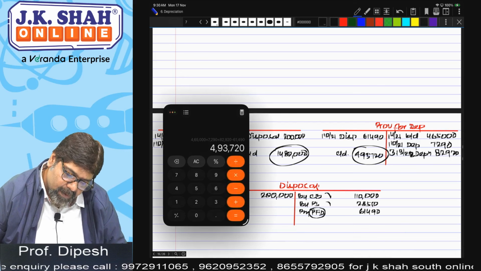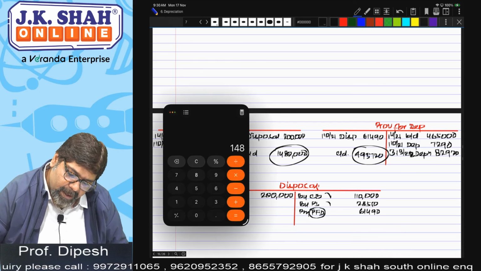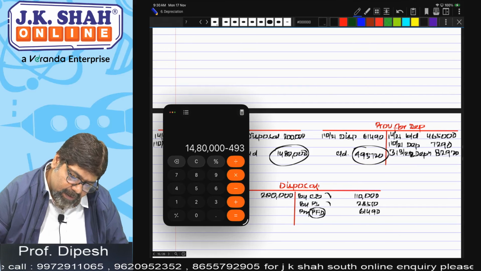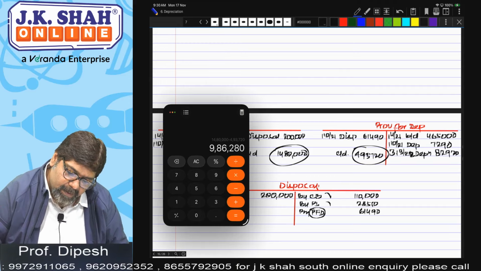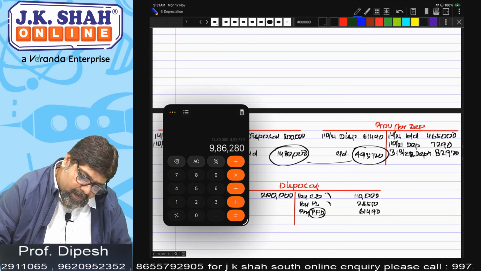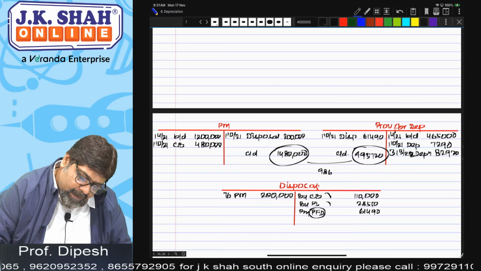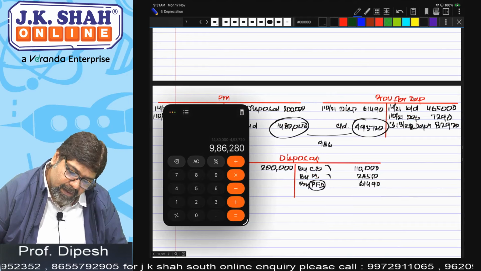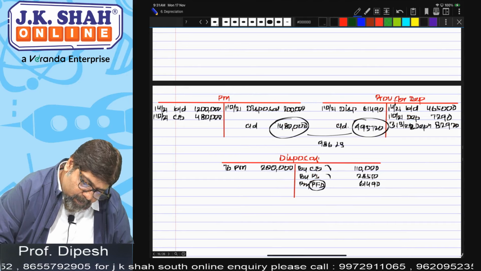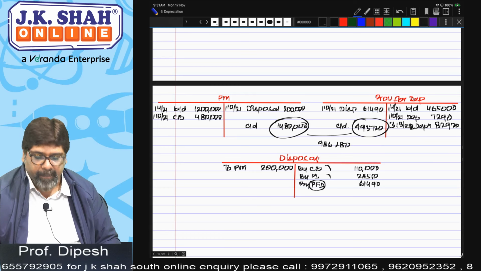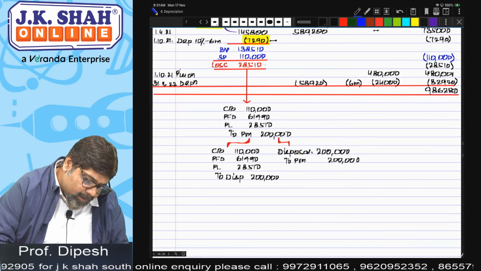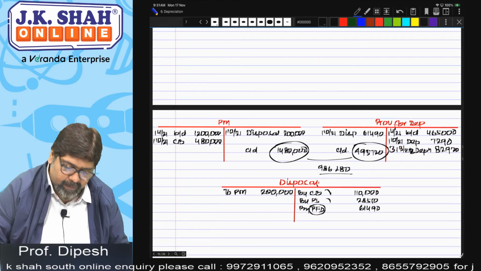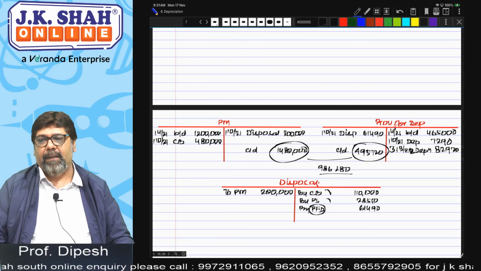Now 14,80,000 minus 493,720 is equal to, net impact of this is 986 280. Correct? और देखो 986 280 is the written down value, and we have got the written down value का balance also 986 280. Am I clear?